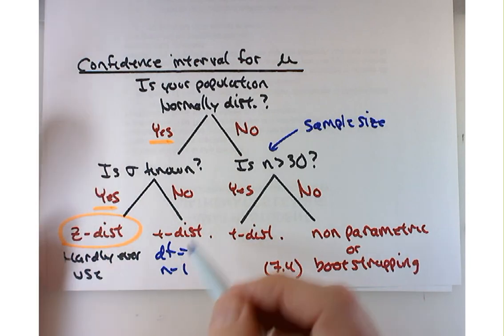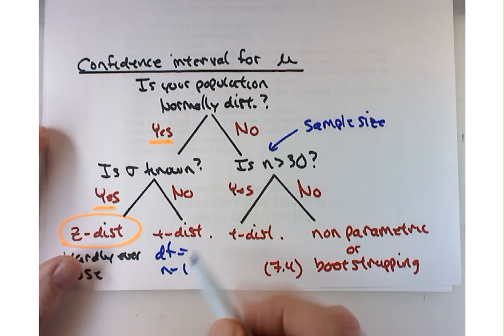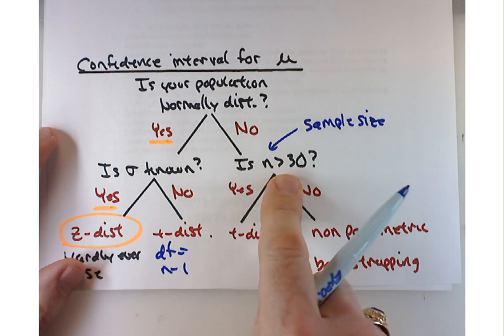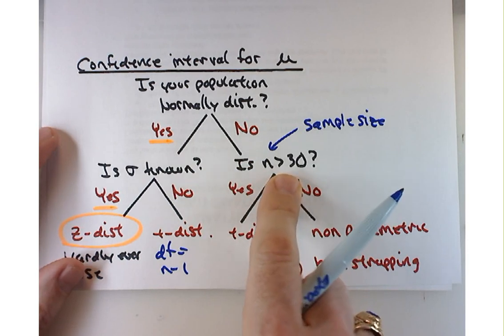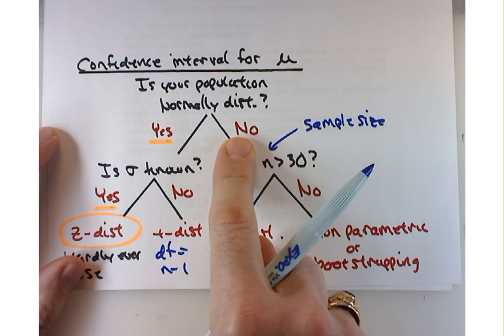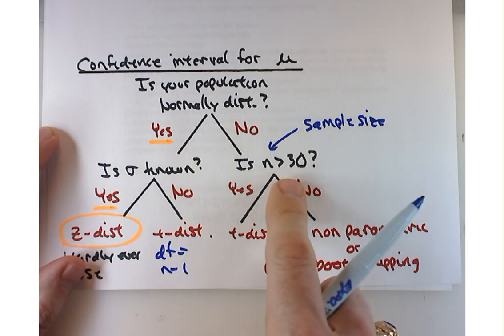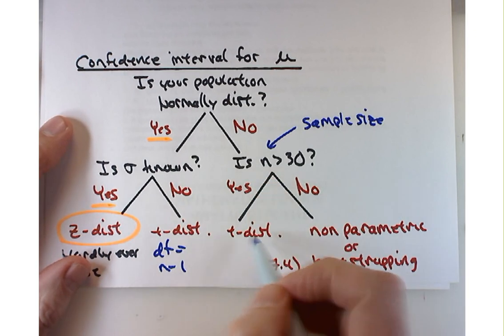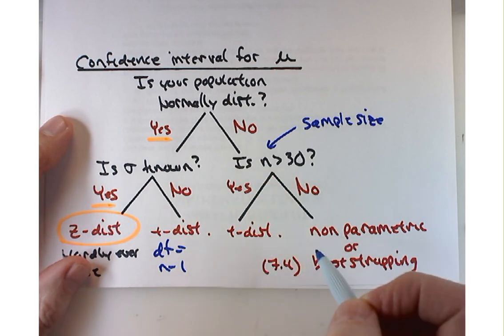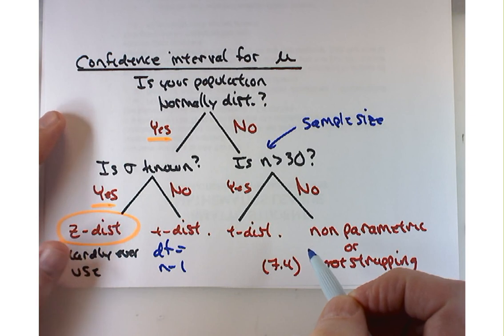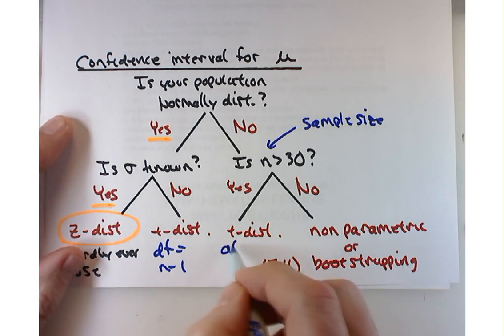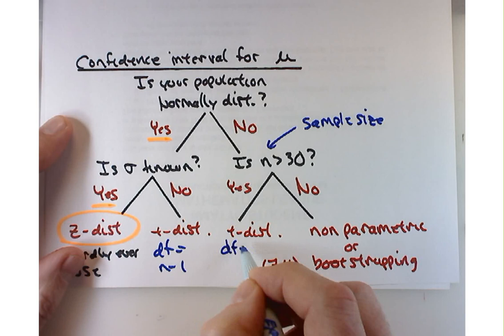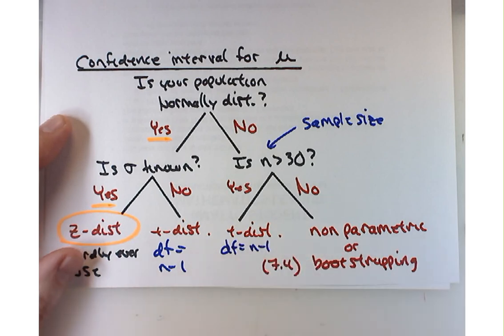All right, so you can end up with a t distribution that way, or if your sample size is greater than 30, even if you don't have normally distributed data to begin with, then again, you can use a t distribution in creating your confidence interval. So again, your degrees of freedom is going to be n minus 1.